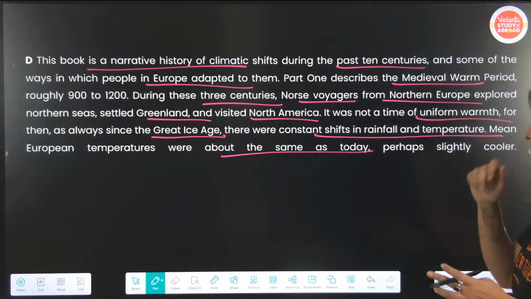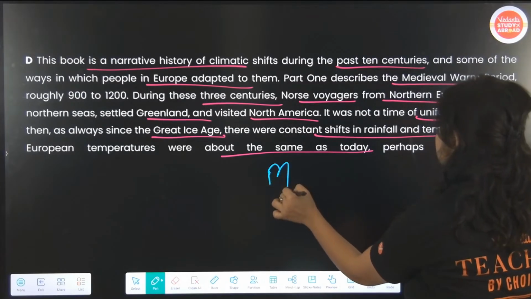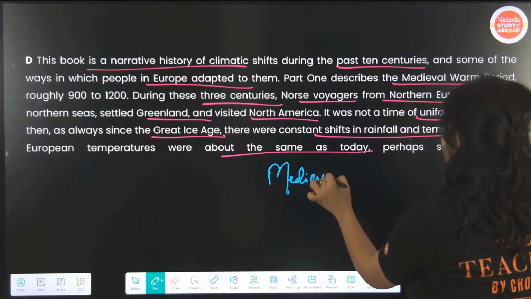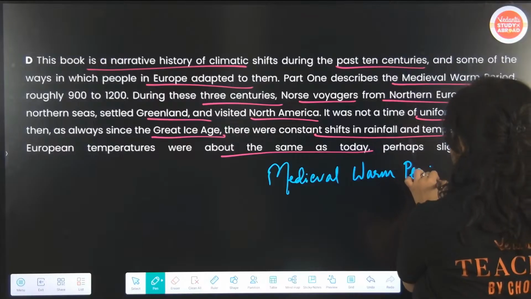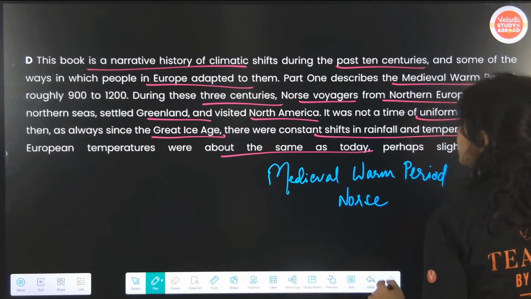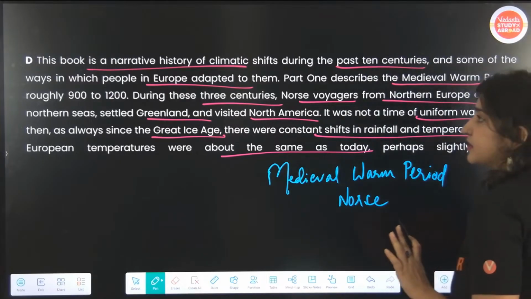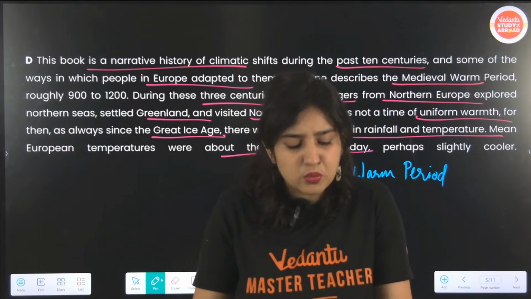Very good, Tanmay. So, this is the explanation of the medieval warm period. There's mention of Norse voyagers, all right? And all of this is sort of like a preface to a book.